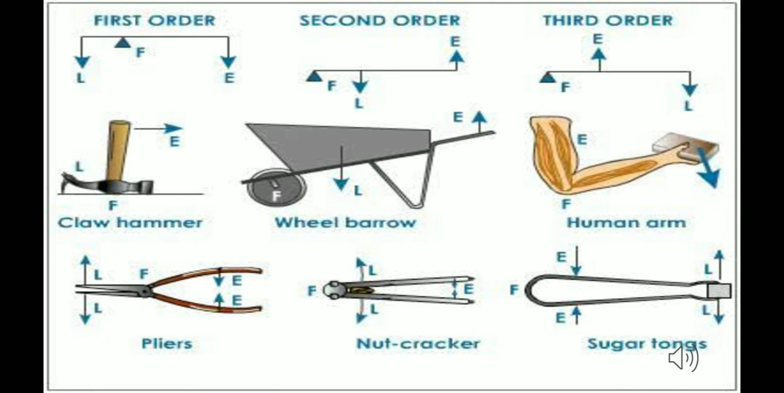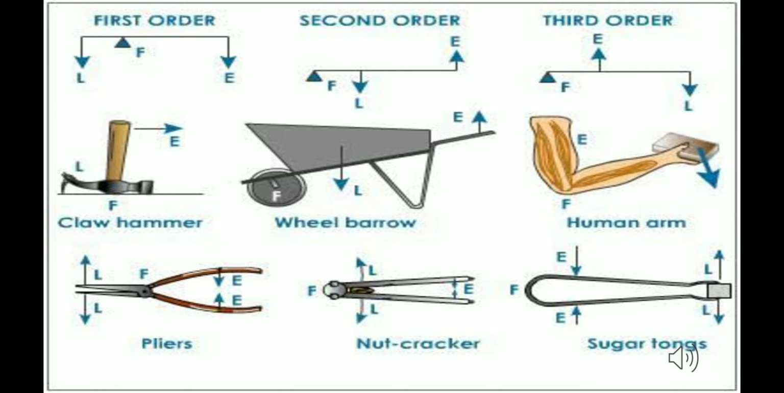Third order. This thing we will take up later, where the human parts act as a machine. But you can see the sugar tongs. Where is the fulcrum? In the end. Where is the effort? In between. When you are holding the sugar tongs, you have to apply the effort in between. And load, that means when you are picking it up, the load is in the corner. Okay. So these were the few examples of first class lever, second class lever, and third class lever.